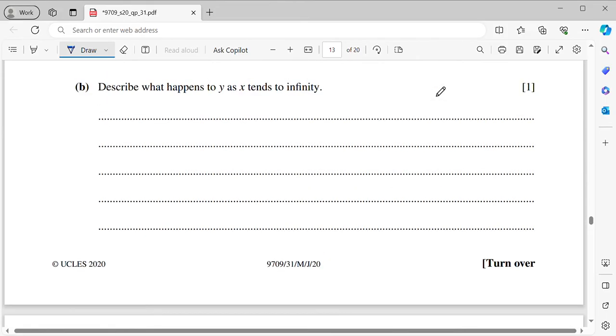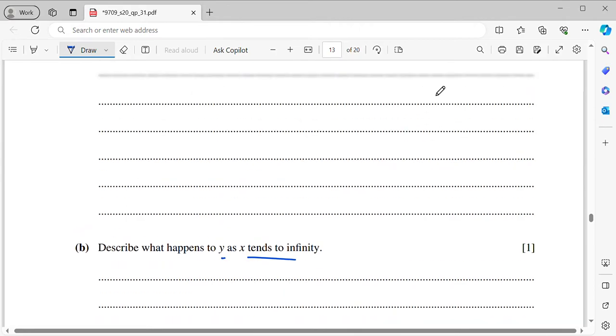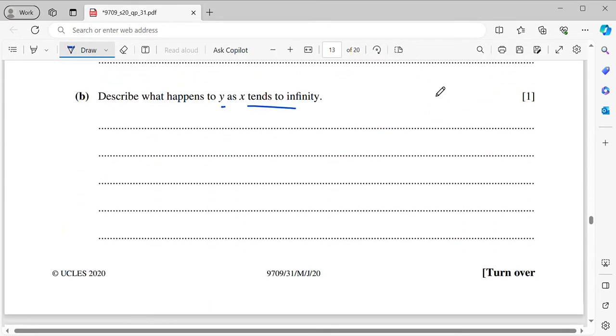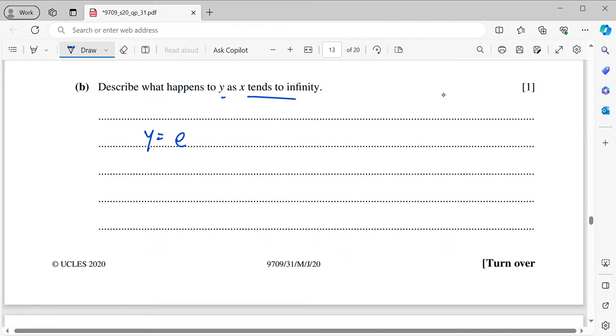Okay, now next part, describe what happens to y as x tends to infinity. So I rewrite my solution. y is e to the power of 2 minus 2 over square root x. So when x tends to infinity, 2 over square root x will tend to 0. That means my y will tend to e squared. Okay, so that's the solution for part B.